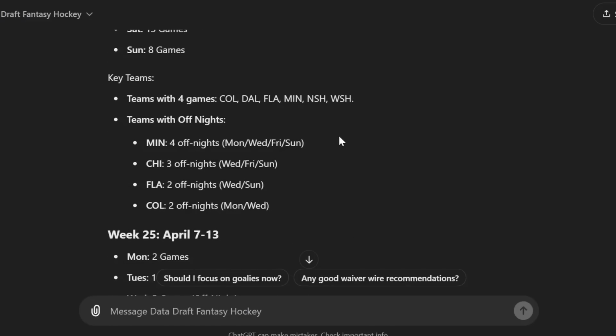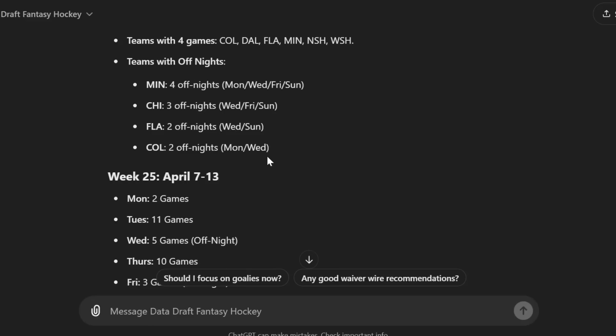And obviously the key teams for this week, Minnesota with 4 off nights. So a Monday, Wednesday, Friday, Sunday, perfect schedule. That could make or break whether or not you go with a guy like Kaprizov, Eriksson Ek, Boldy, etc. Chicago with 3 off nights. They're popping up again. We saw them earlier. Florida with 2 off nights. Colorado with 2 off nights. So that's something to take note of.